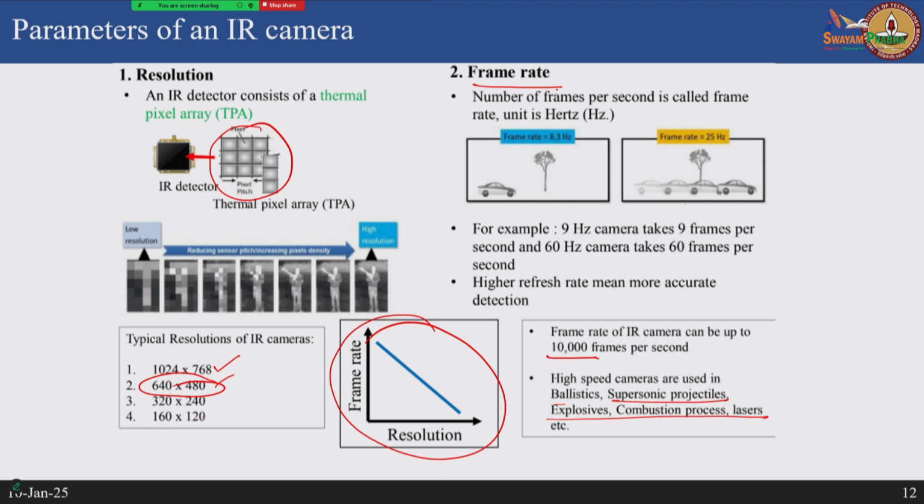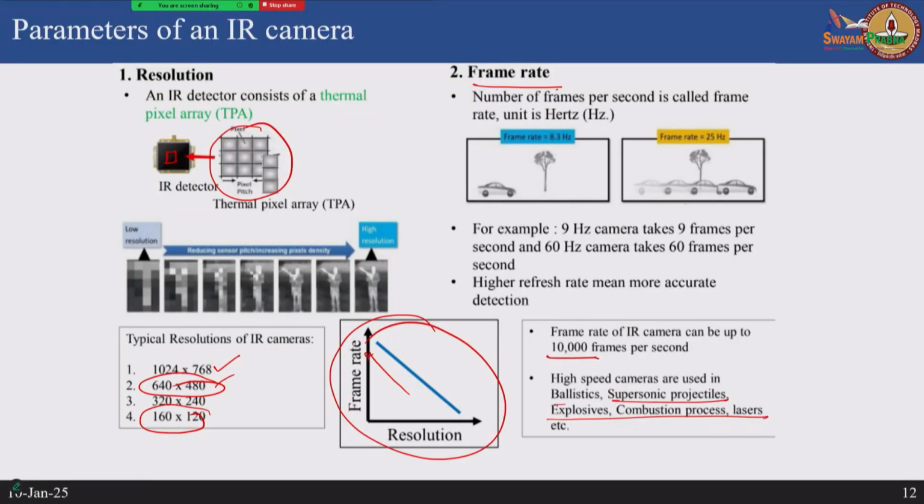So if you are operating that camera at 160 by 120 resolution, then the frame rate is going to be much higher, you can go up to 10,000 frames per second. And why do you operate at a lower resolution? Typically the entire detector is basically divided into 640 by 480. If you have a smaller field of view, if you are capturing only a very small region, okay, this camera can be put at different focal lengths and you can adjust your field of view. But if you want a very small field of view, just one single bubble I want to capture, then I am going to operate only a very small portion of this detector.